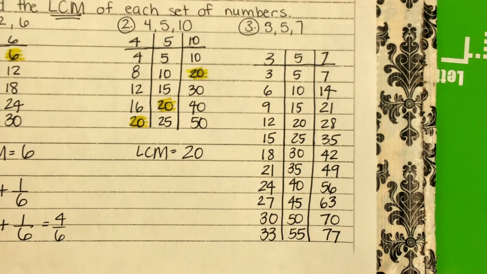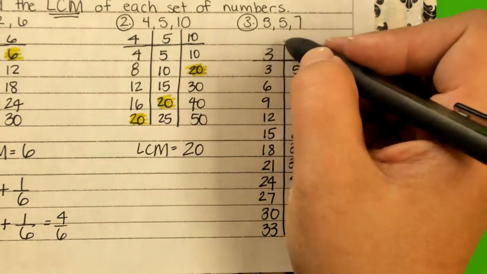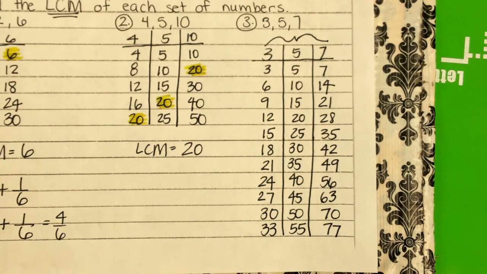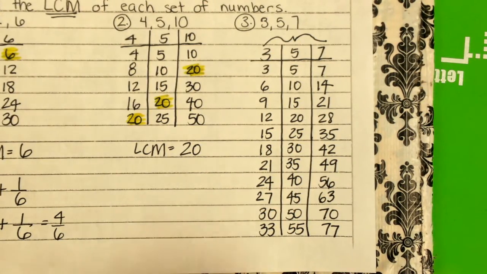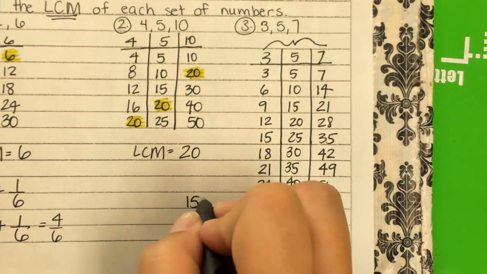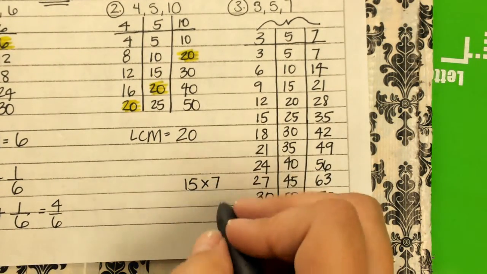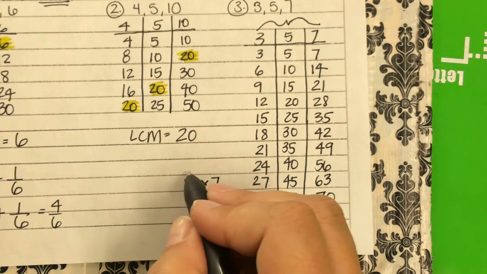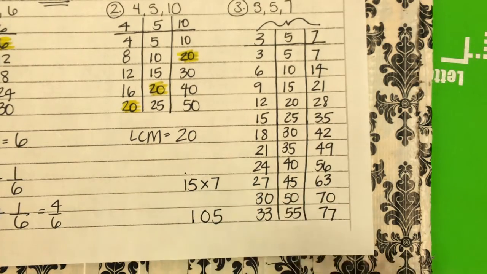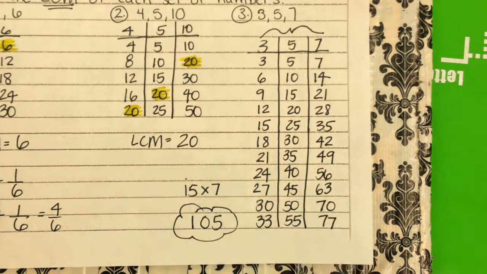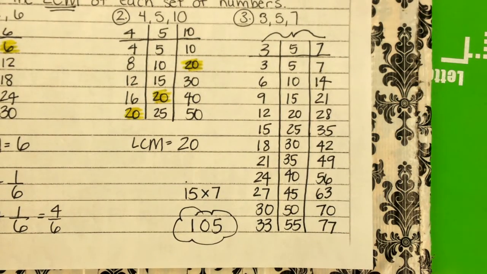Now, can I go up here and multiply all 3 of those together? I guess so. Okay, well, what's 3 times 5? 15. And what's 15 times 7? Let's see, 7 times 5 would give us 35. Carry my 3. 105. Guys, that is your least common multiple between all 3 numbers.